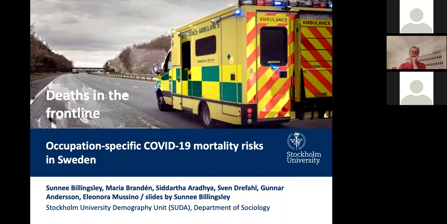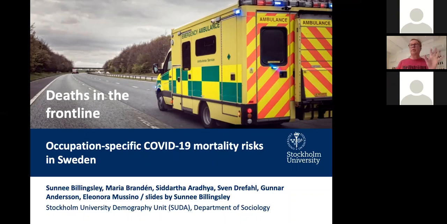Here we had a look not at the household composition, but at work characteristics, so death on the front line. Maybe those people who are working in the healthcare sector, taxi drivers, ambulance drivers or whatever, are more exposed to the spread, and we wanted to see what the mortality risk is related to what kind of occupation you have.